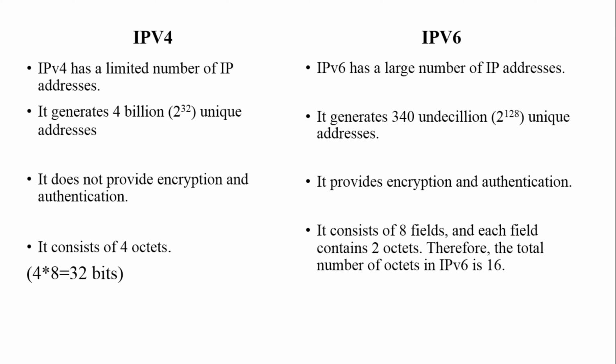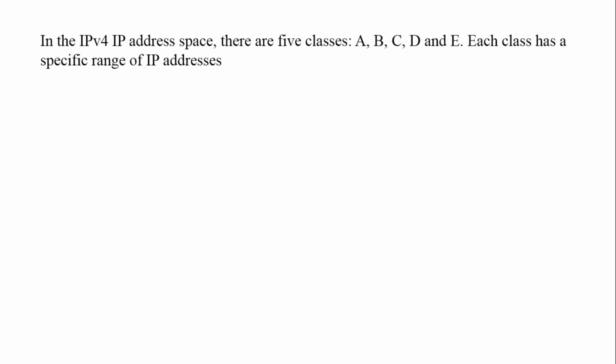Now let's move on to another important topic, and that is classes. In IPv4 there are 5 classes A, B, C, D and E. But in IPv6 there are no classes. As we can see, IPv4 is a numeric IP address which ranges from 0 to 255. And these 5 classes are again categorized within 0 to 255.